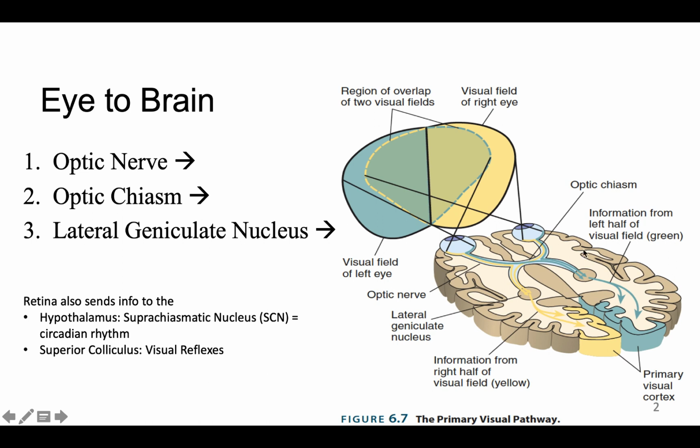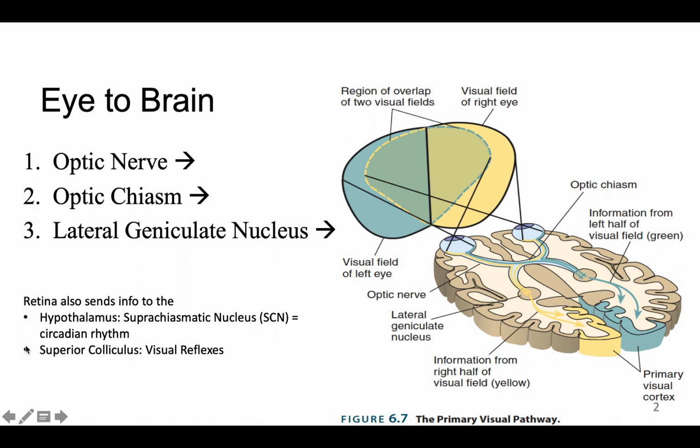Although it's not shown in this particular figure, information from the retina also goes to the hypothalamus, in particular the suprachiasmatic nucleus of the hypothalamus. This nucleus is not important in the perception of visual information, but in circadian rhythm.